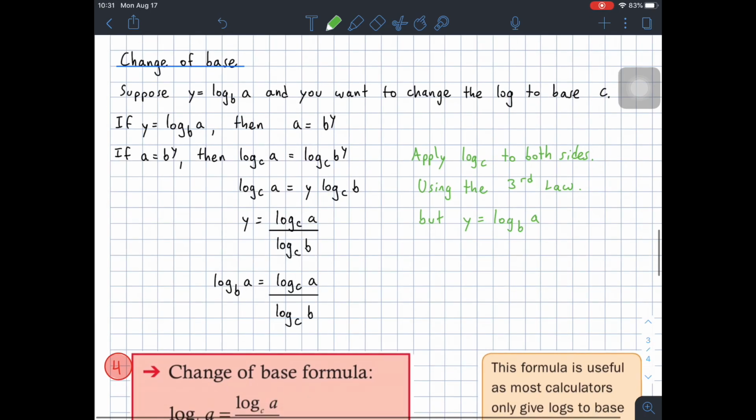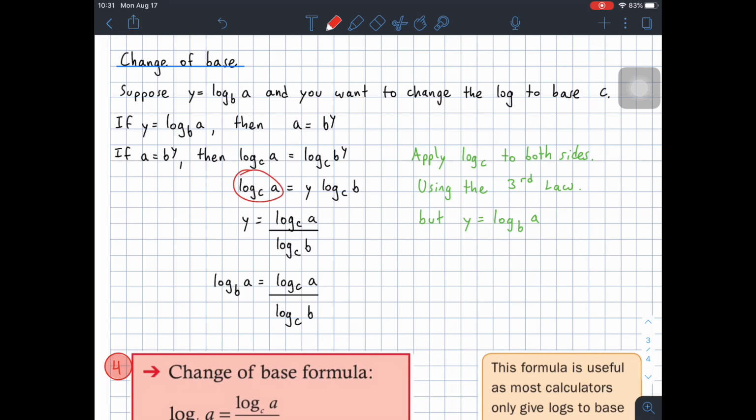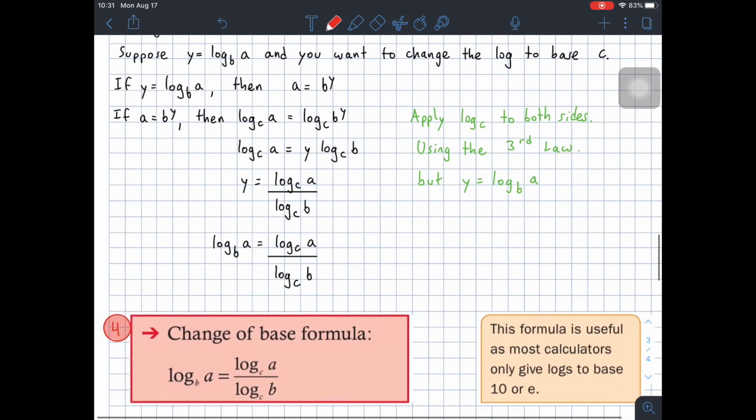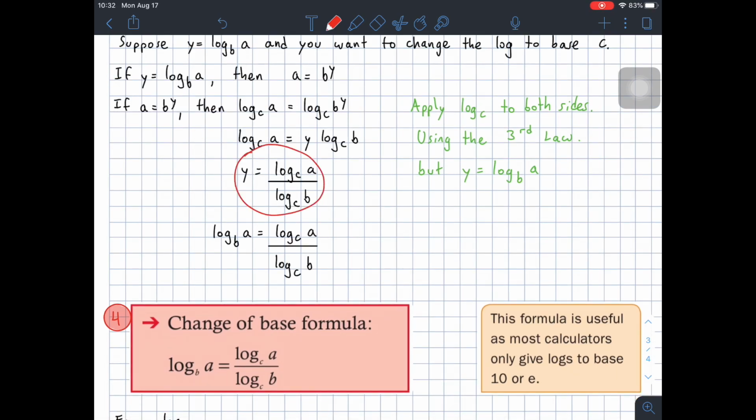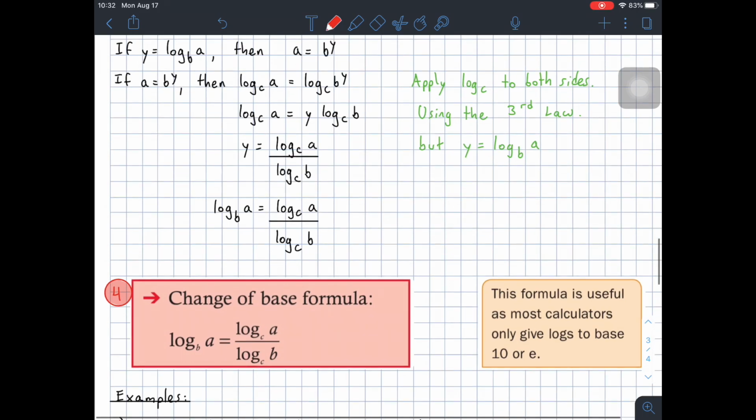Okay, so if I did that, then I can say that log base c of a is the same as saying y times log base c of b, right? I took the exponent down to the front and rewrote it as y times log base c of b. Then, if I solve for y, if I leave the y alone, I can take all of this term and divide to the other side, which is exactly what I have written here. y is equal to log base c of a divided by log base c of b.